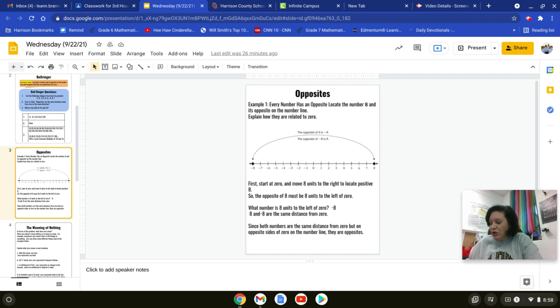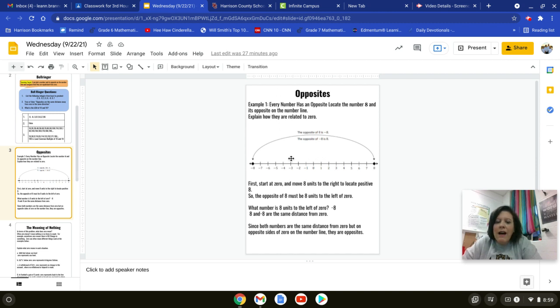Two things have to be true in order to be opposites. One, every number has an opposite. Zero is its own opposite. Just throwing that out there. Zero is the opposite of zero because it's not positive, it's not negative, it's just right there in the middle.